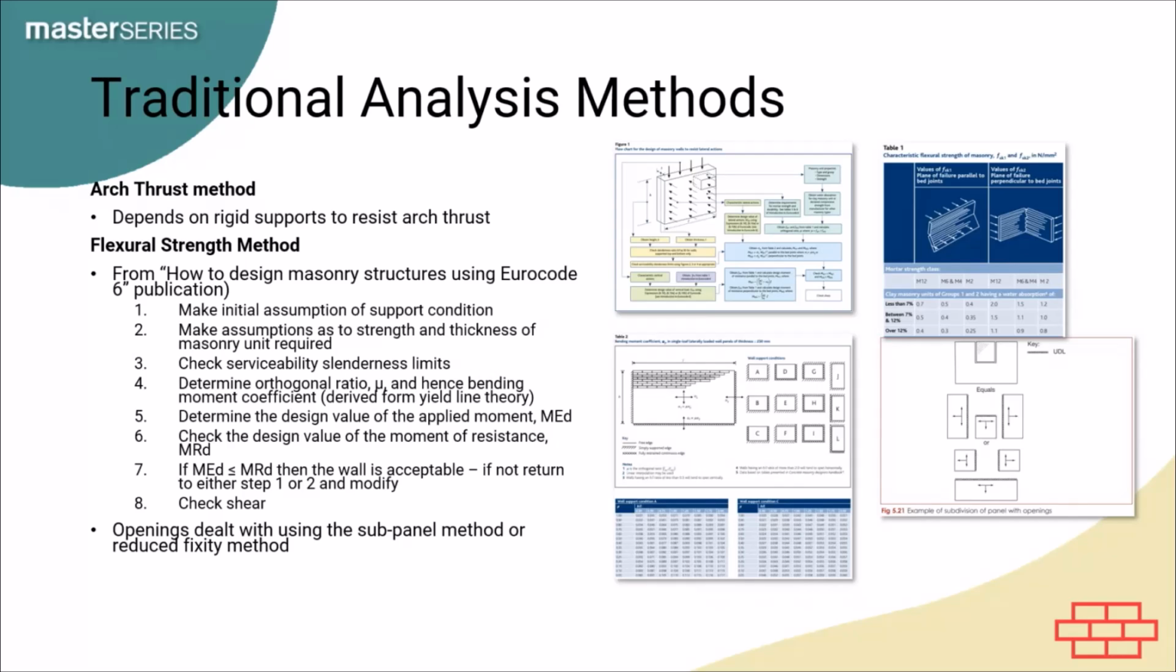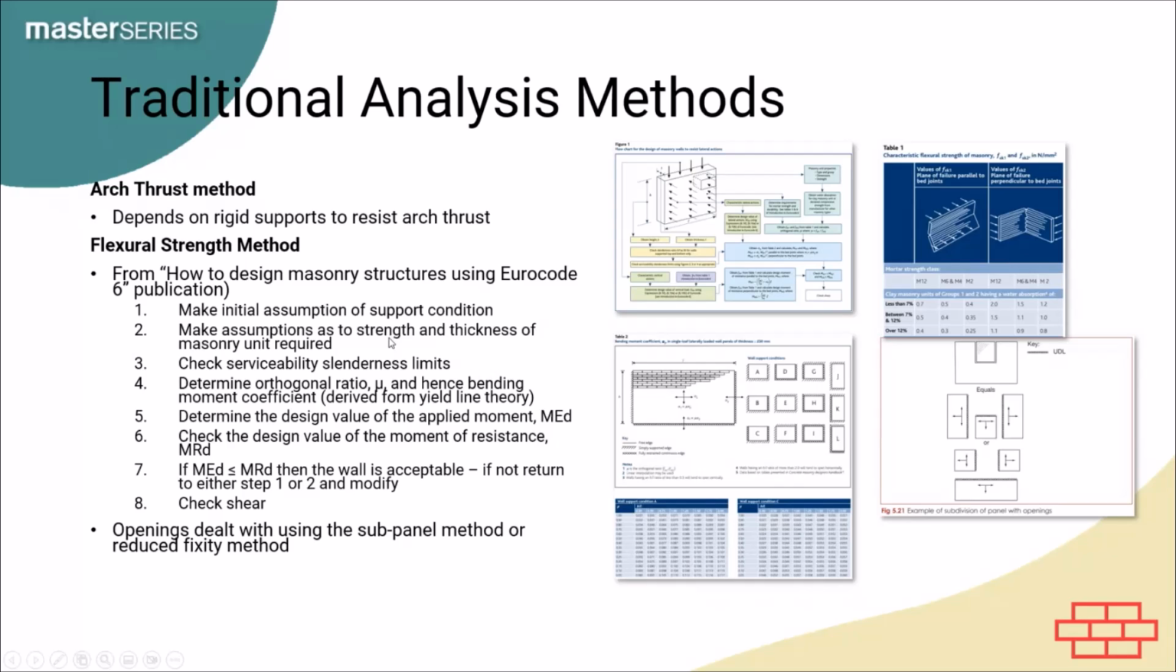For the flexural arch design, the design procedure is iterative, and it's summarized as follows. So we make an initial assumption of support conditions. We covered some of those earlier. We make assumptions as to the strength and thickness of the masonry units required. So the minimum thickness of one leaf of cavity wall is 100 mil.